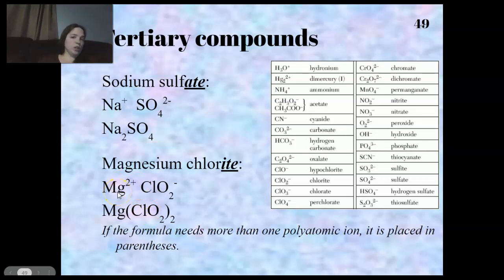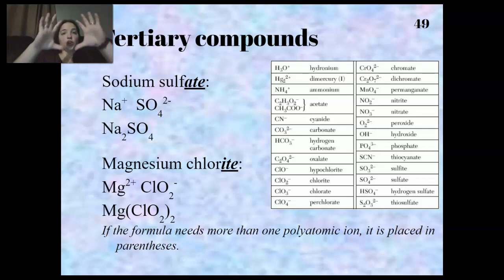Magnesium has a +2 charge, and chlorite, ITE, which is right here, has a -1 charge. You crisscross, and you're going to notice that you're going to need 2 chlorite ions, polyatomic ions, to match up to fill the octet for the magnesium. Okay? Because you need 2, make sure you have that parentheses and put a 2 down there. That means you need 2 of these ions.